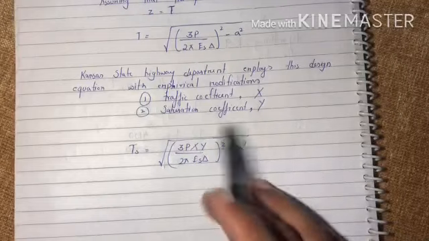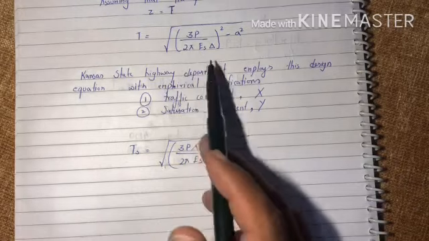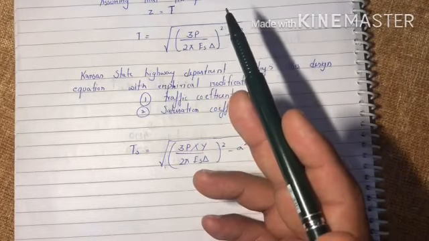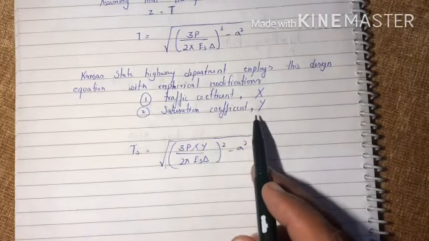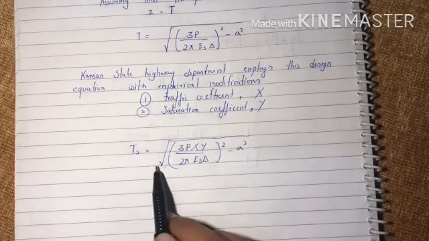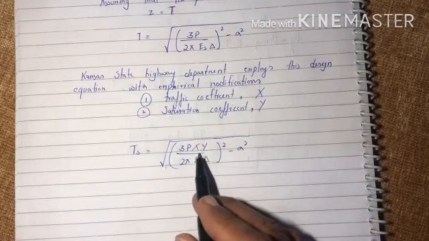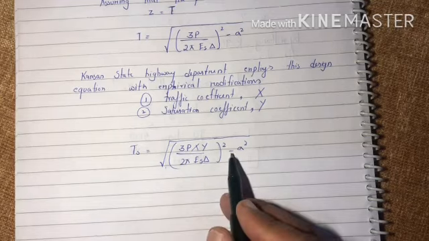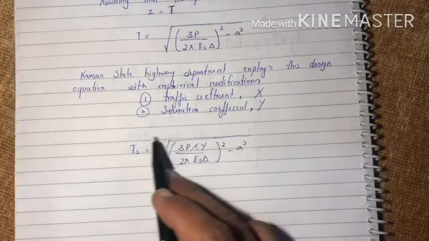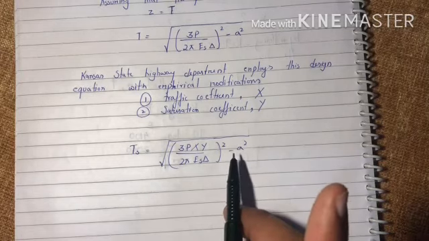These multiplying constants were taken into consideration. So our equation, which was originally developed from Boussinesq's displacement equation, was modified in this manner. When these two coefficients were introduced, our Ts will be the root of [(3P X Y divided by 2 pi Es delta) whole square minus a square]. These were the additional empirical modifications which were made. This equation holds good when you have the modulus of elasticity for a single layer material.